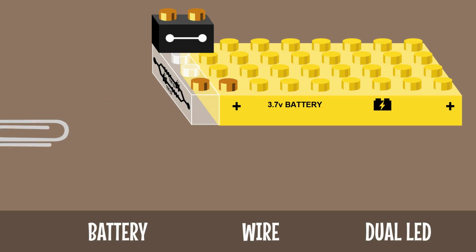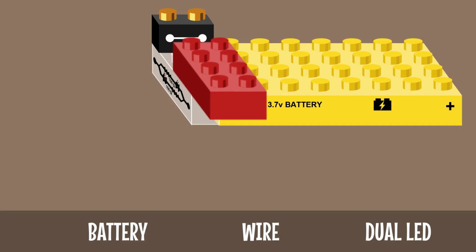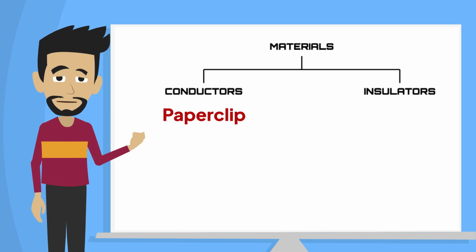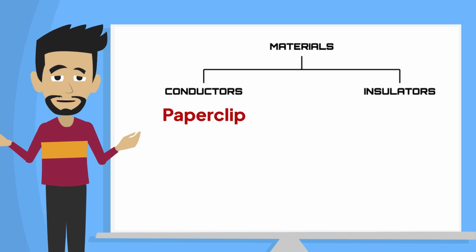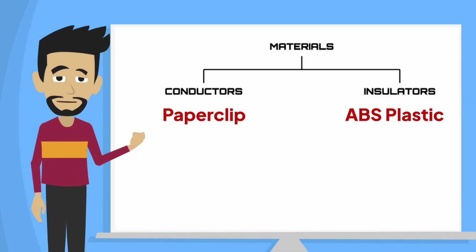Next, let's try one of those more traditional plastic bricks. You can either lay it on its side or attach it to the top. Did your LED light up? Mine didn't. That tells us the material the brick is made from is not allowing electricity to flow through it. Unlike the paperclip, it's not a conductor, but instead must be an insulator.